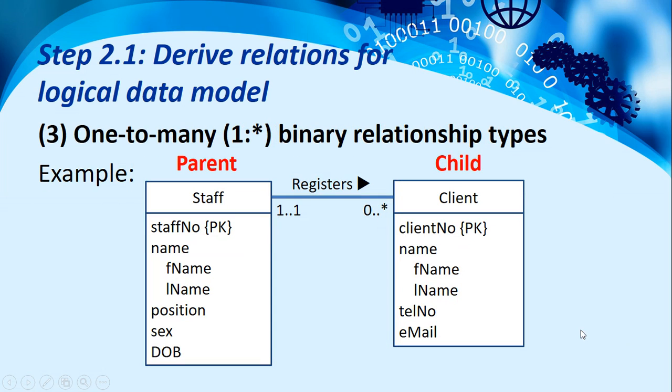Here's an example of a one-to-many binary relationship. Between the staff and client, as you observed, a staff registers 0 or many clients. On the other hand, clients are registered by one staff. So if you're going to map this one, let's have an example.